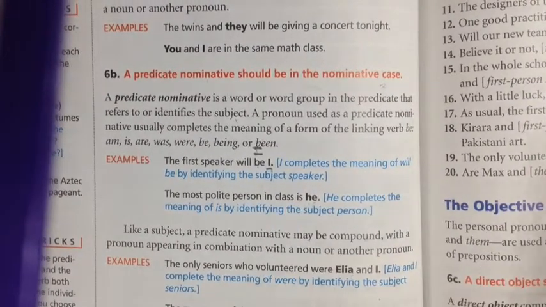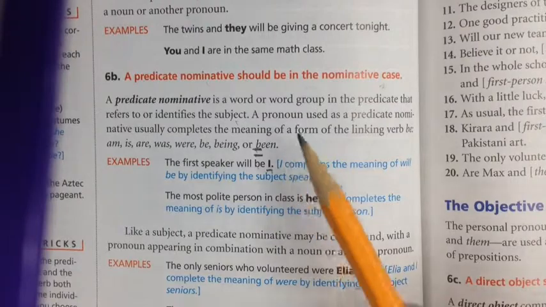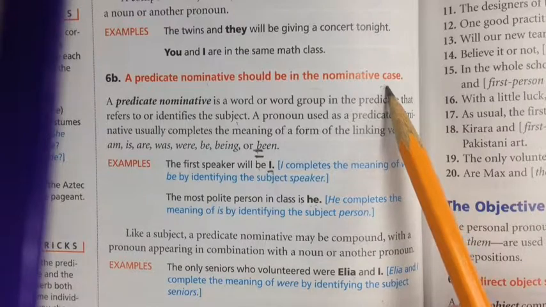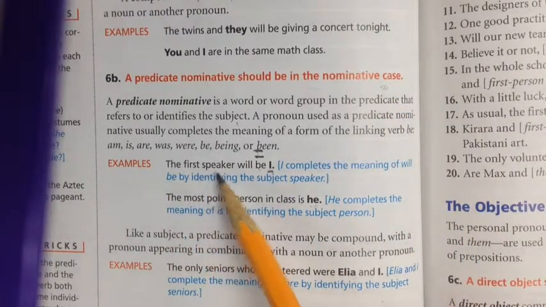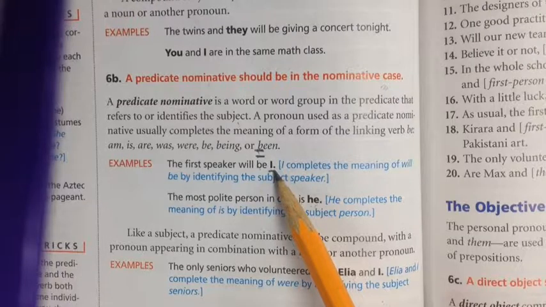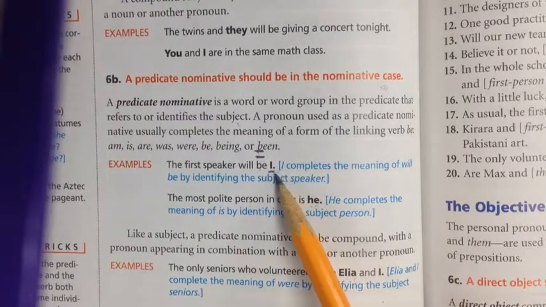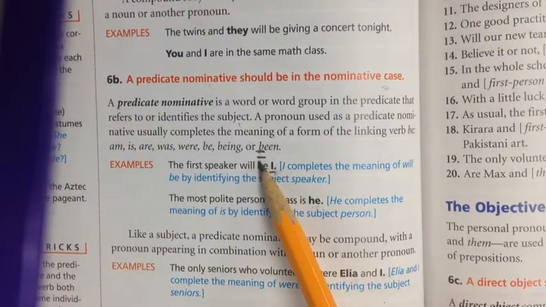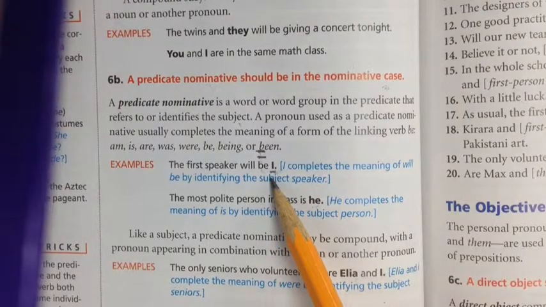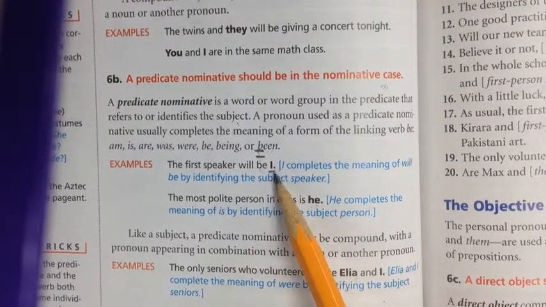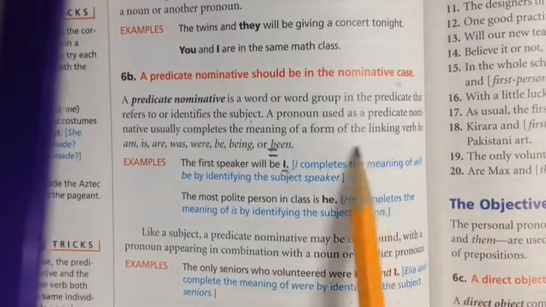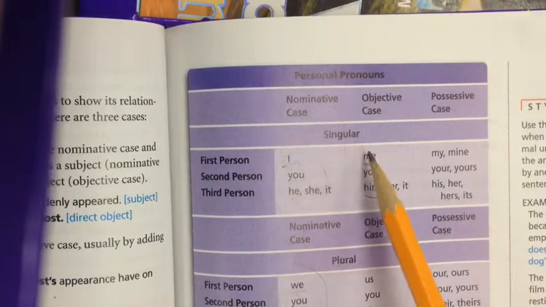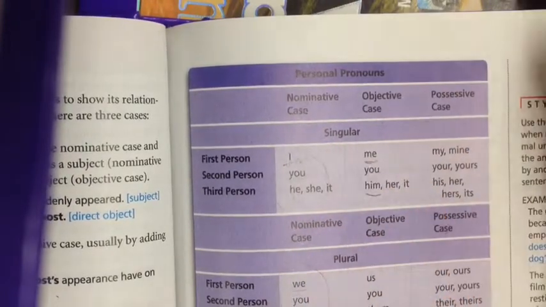Predicate nominatives. A predicate nominative is a noun or a pronoun after a linking verb, and you have to use words in the nominative case for a predicate nominative. So here's the example. The first speaker will be I. I'll bet you the word me sounds better to you, but that's not right. We have to use I because this is a pronoun after a linking verb. The first speaker will equal I. And the rule is you have to use a pronoun in the nominative case. And I'll prove that I is in the nominative case. Take a look at that chart right here. I is nominative. Me is objective, which is not allowed. Moving on.